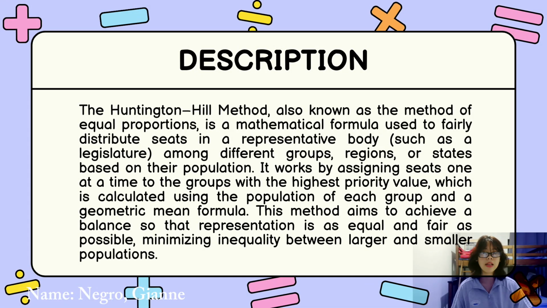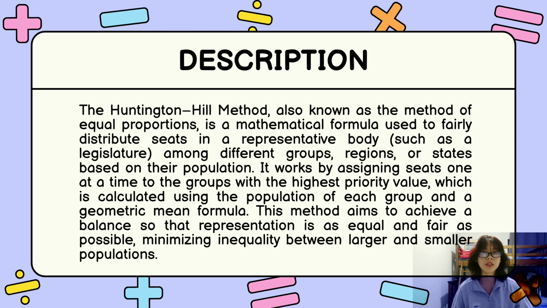The Huntington-Hill method, also known as the method of equal proportion, is the mathematical formula used to fairly distribute seats in representative bodies such as legislatures among different groups, regions, or states based on their population. It works by assigning seats one at a time to the group with the highest priority value, which is calculated using the population of each group and the geometric mean formula.